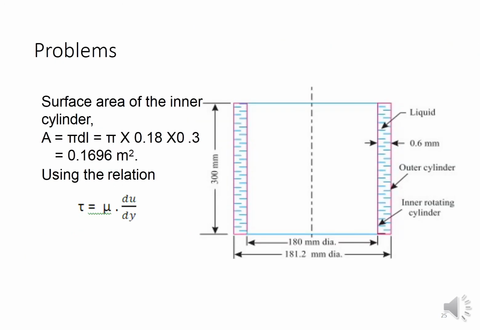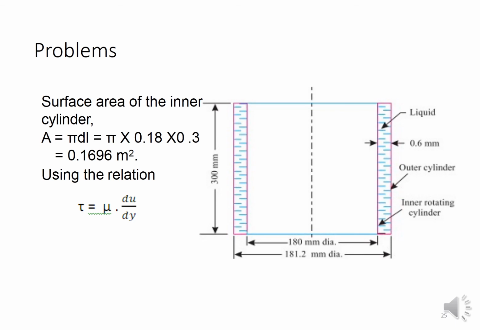So this is the diagram here. The inner cylinder is 180 diameter, the outer cylinder is 181.2. In between there is a liquid, and the inner cylinder rotates at 120 rpm. So how much viscosity does the liquid have? We'll calculate the surface area of the inner cylinder, that is area is equal to pi D L. Pi into D is 0.18, the length is 0.3.